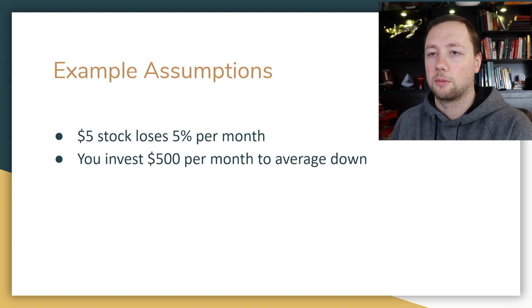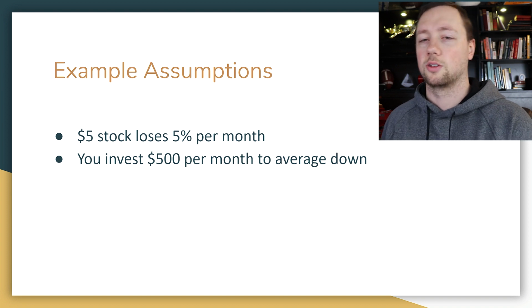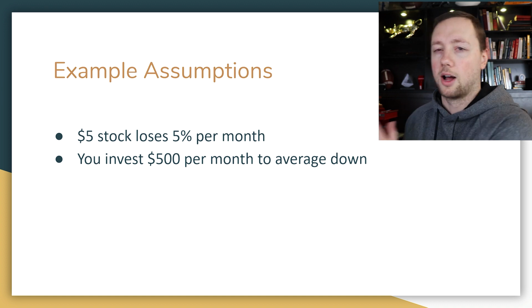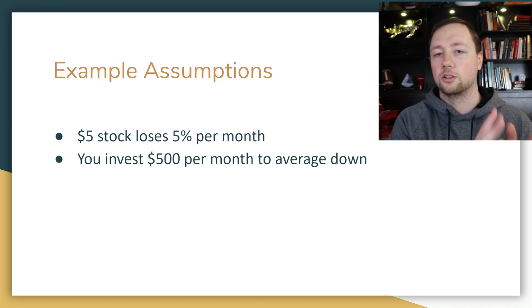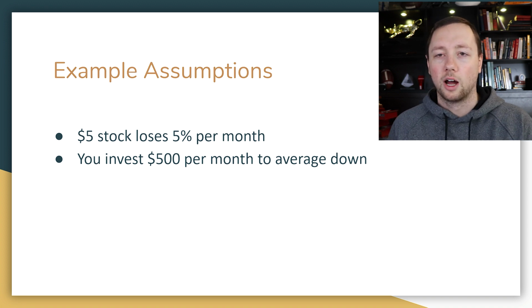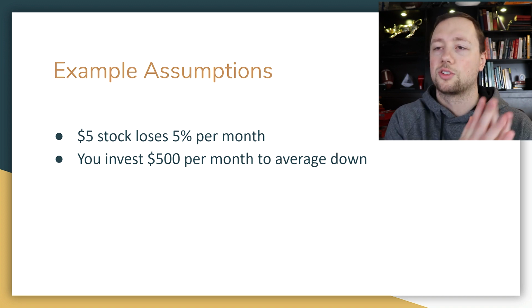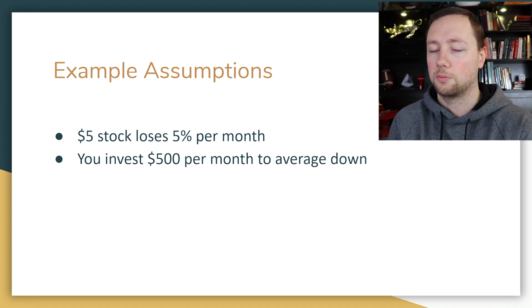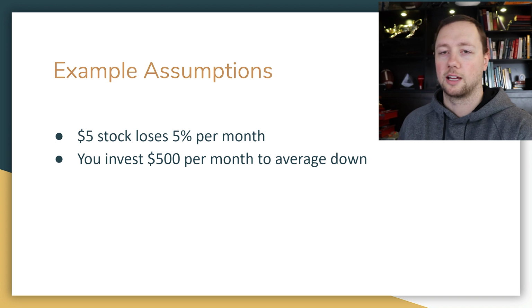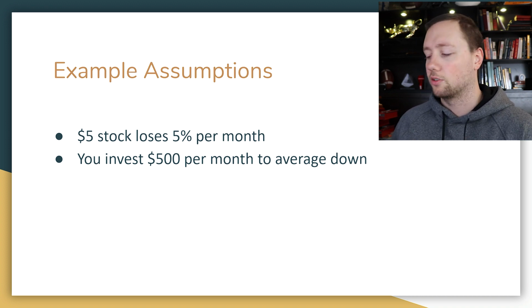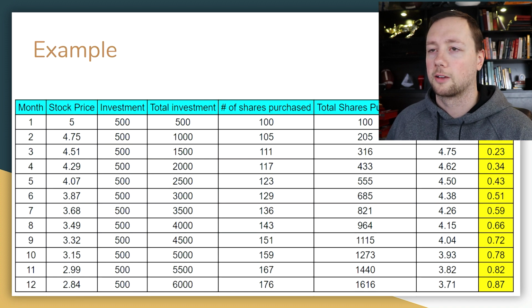So let's use an example, and we have to make a couple of assumptions for this. So let's say it is a $5 stock that loses 5% per month. So it starts at $5 and then it loses 5%. And you could say that this is per year, per month, whatever time frame you want. This is just an example. And so the stock loses 5% per month, and you invest $500 per month, averaging down into it. Now, again, you can extend this out over any number of time periods or however long you want, but this is what the math looks like.